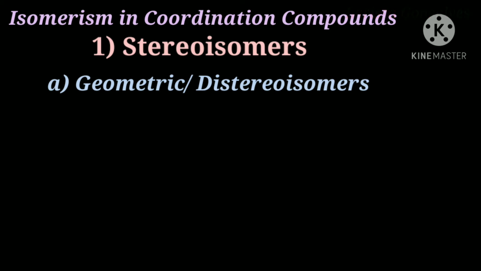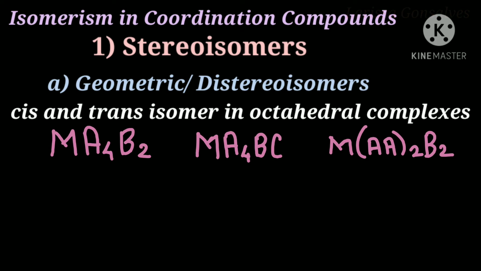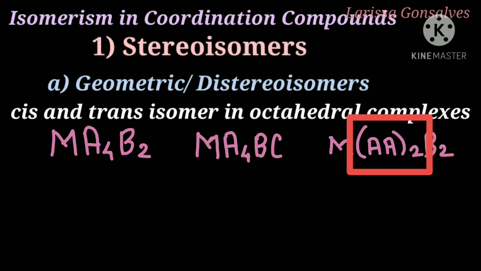Next is the cis and trans isomers in octahedral complexes. Octahedral complexes are those in which there are 6 ligands present. So the octahedral complexes are of 3 types, that is MA4B2, MA4BC and M[AA]2B2. The AA here is a bidentate ligand, which means that it has 2 donor pairs.